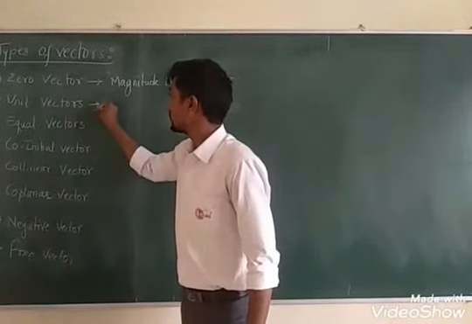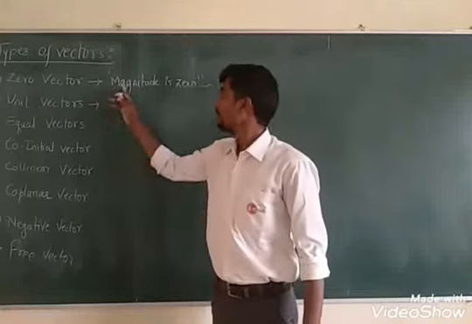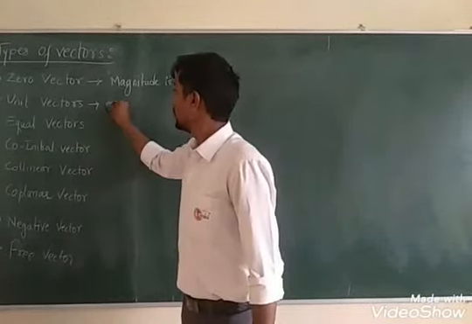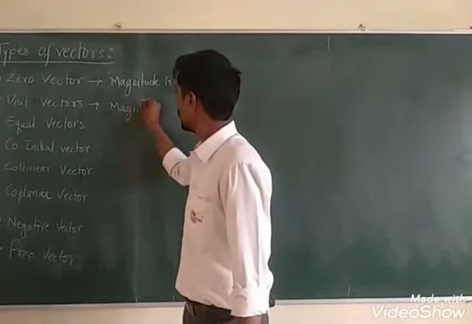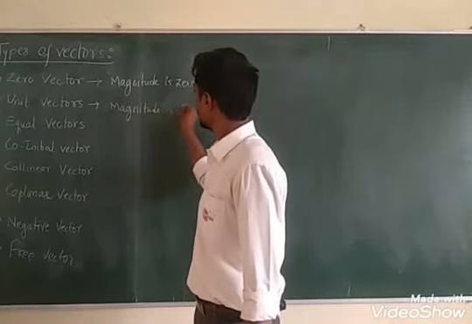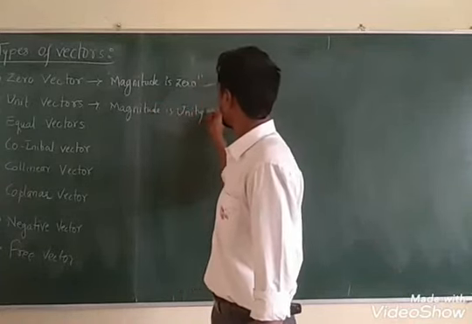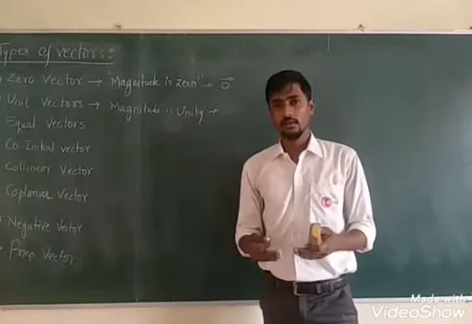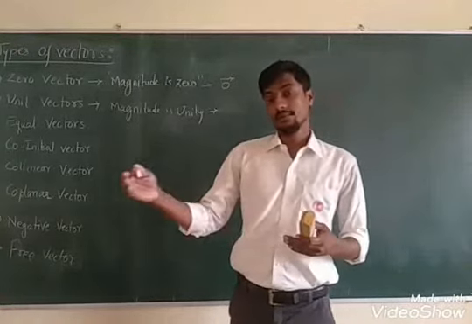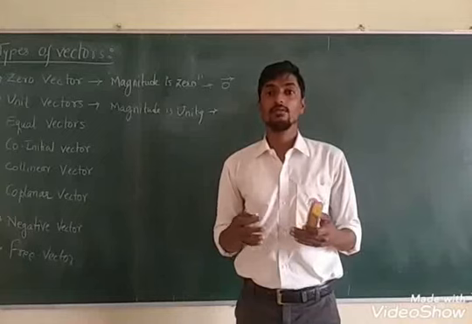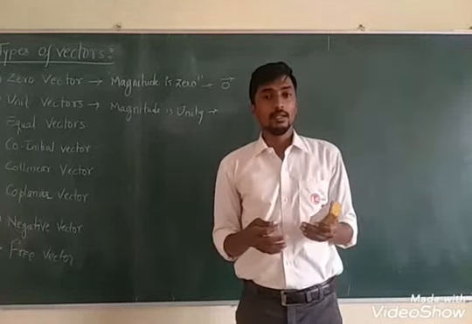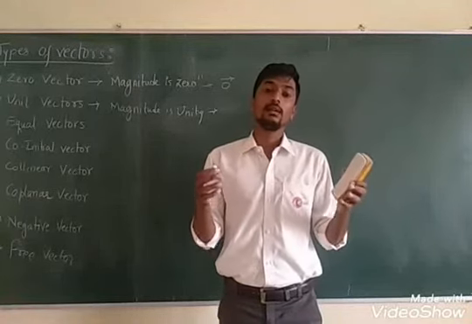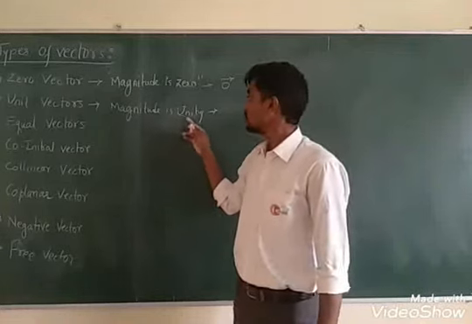Next is the unit vector. A vector is said to be a unit vector whose magnitude is unity, meaning whose magnitude is equal to 1. For example, if the distance between your college and your home is 1 kilometer, it is not a matter of the unit. Here, we have particularly 1, meaning unity, 1 kilometer. So the magnitude is unity here.